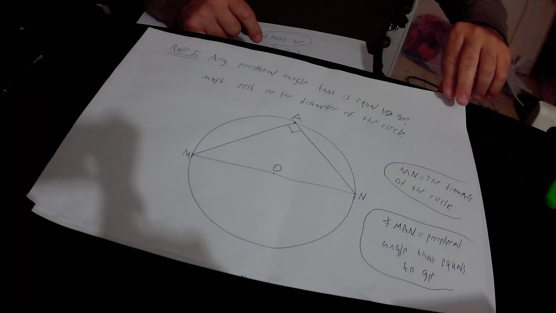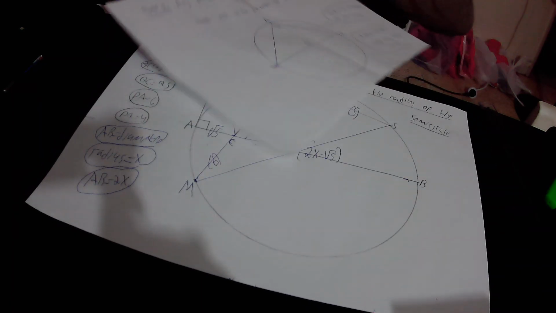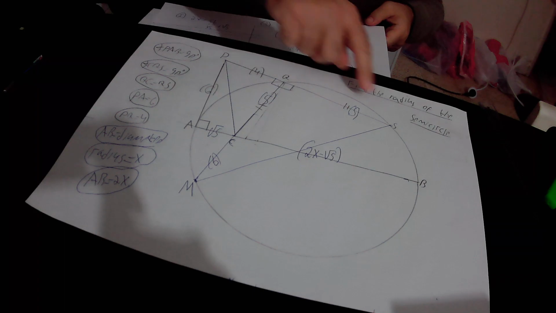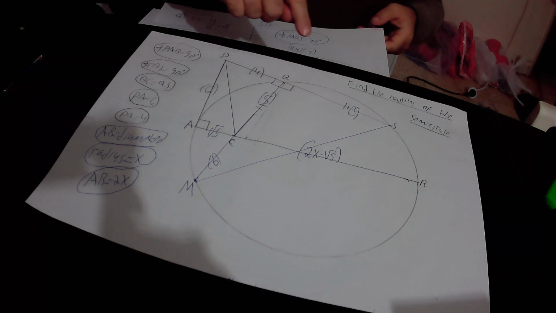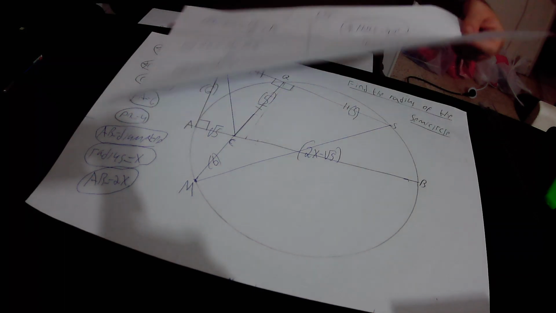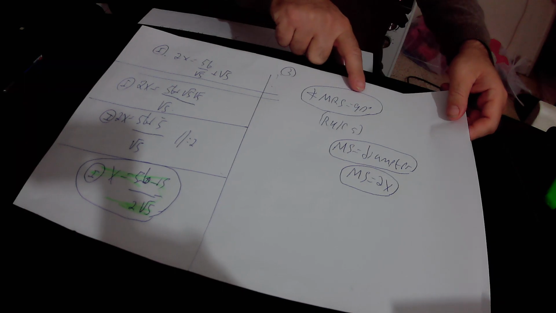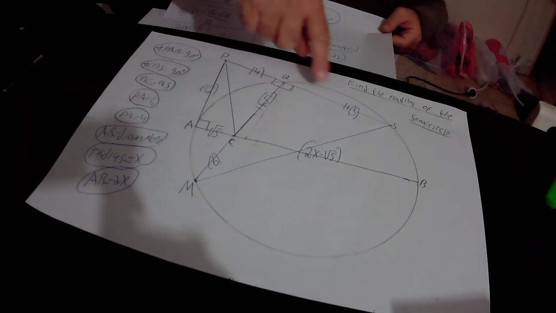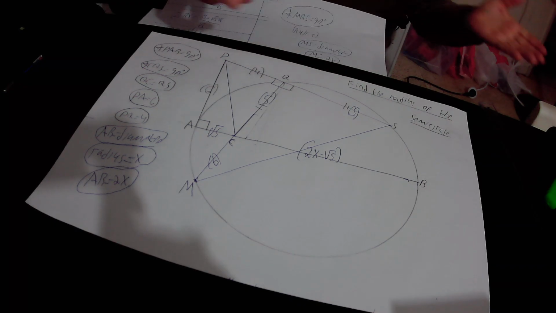So we can actually implement rule number 5 in our drawing. Why? Because in our drawing we have peripheral angle MQS that is equal to 90 degrees. Therefore, according to rule number 5, this peripheral angle MQS must rest on the diameter of the circle.